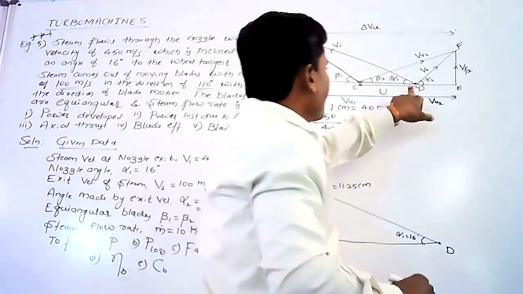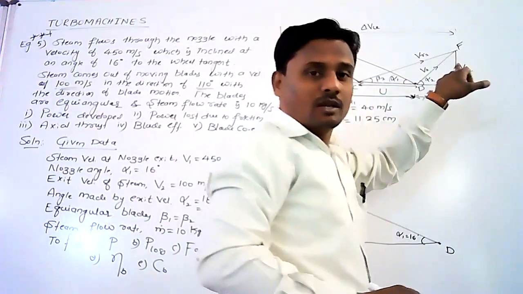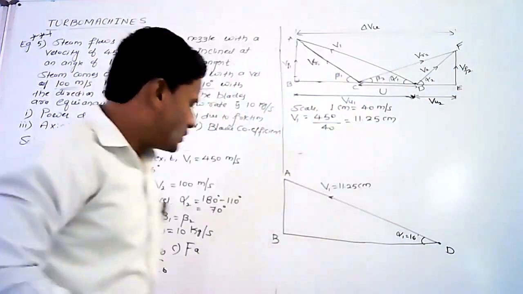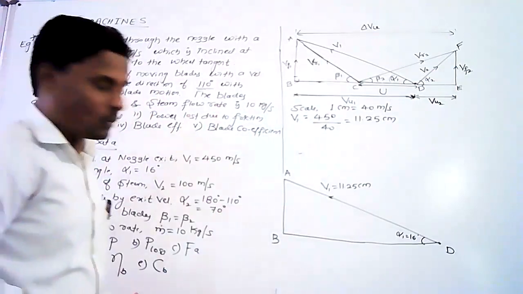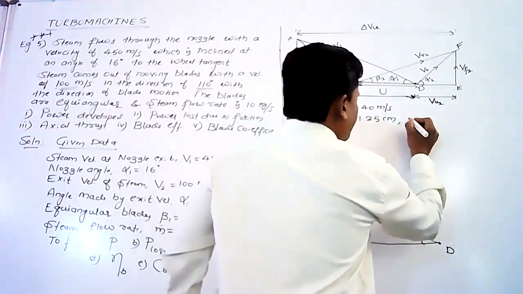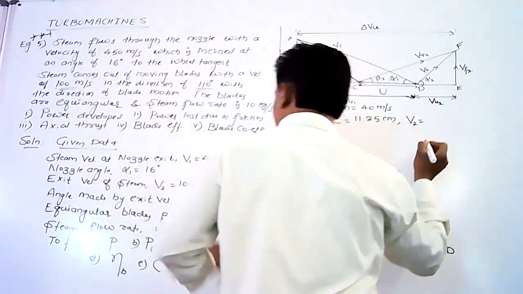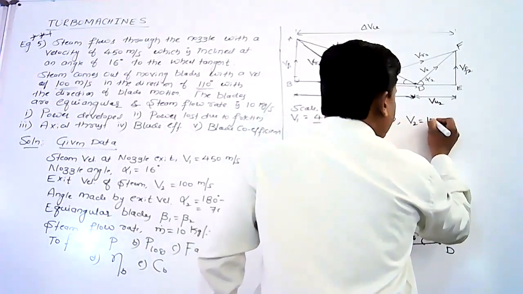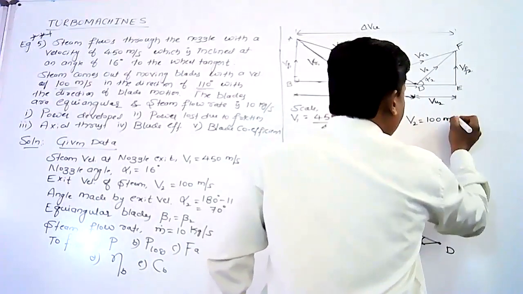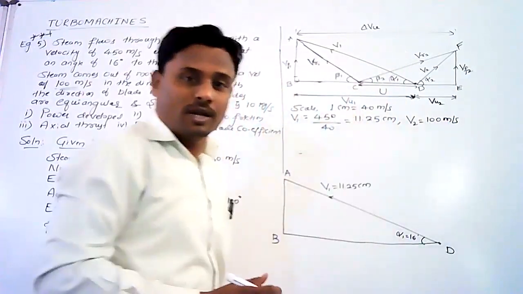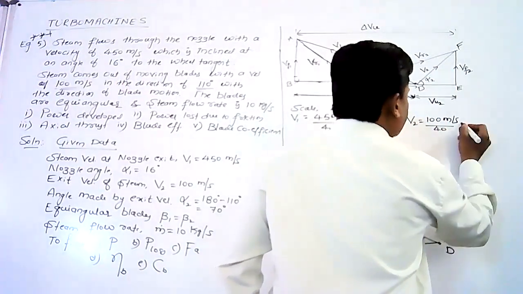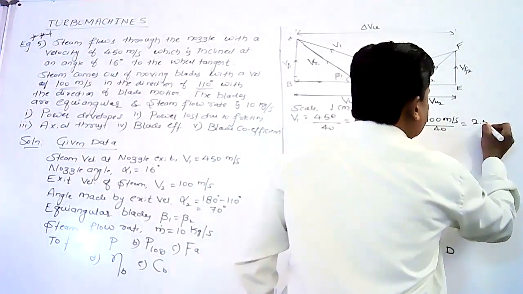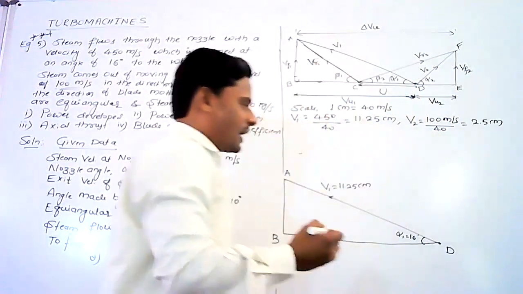Now similarly, from point D, V2 is emerging at an angle alpha 2. So alpha 2 is known, 70 degrees, and V2 value is also known. Here V2 is 100 meter per second. Divide by 40, and you will get the value in terms of centimeters. It is 2.5 centimeters.